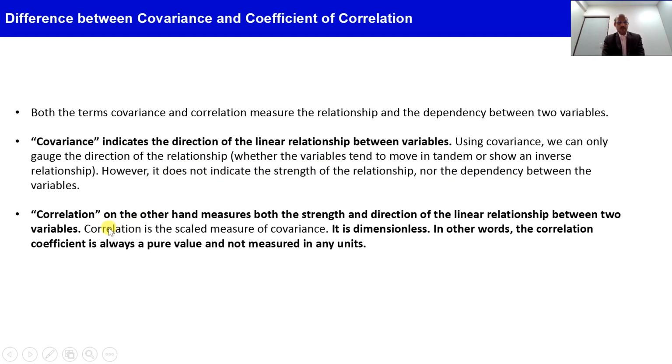However, correlation measures both the strength and direction of the relationship between the two variables. So correlation is a scaled measure of covariance and it is dimensionless. In other words, we can say that the correlation coefficient is always a pure value and not measured by any units, whereas covariance is measured by unit.